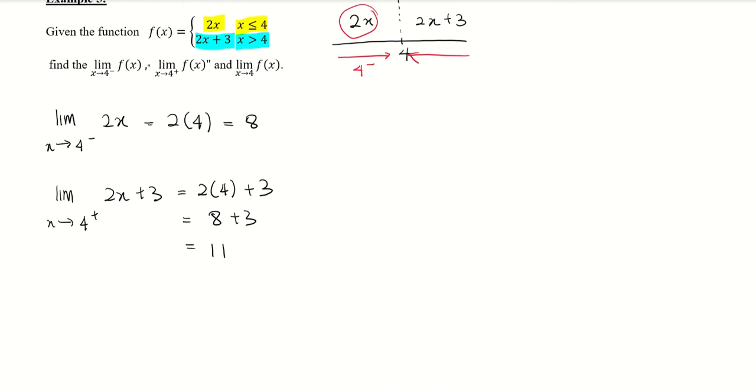So what happens to the limit as x approaches 4? Since the limit from the left and the right are not the same, therefore the limit as x approaches 4 does not exist.